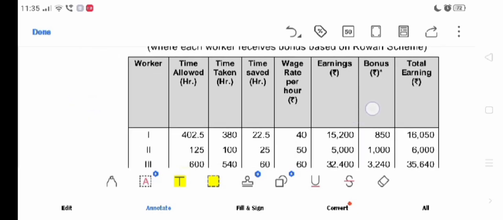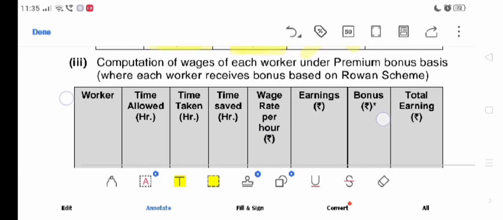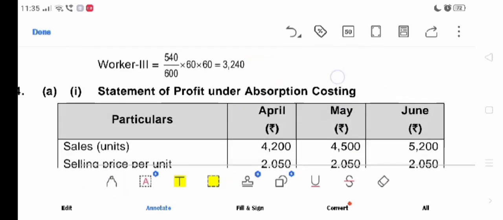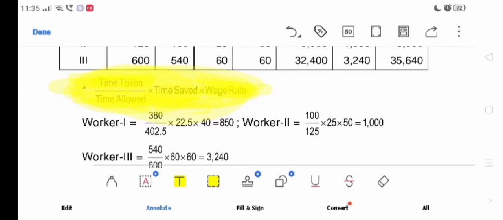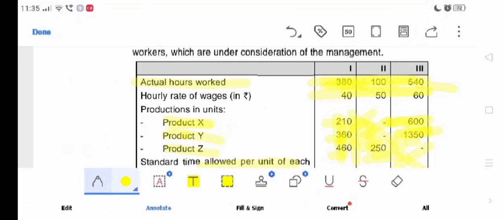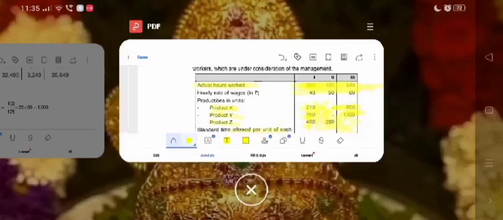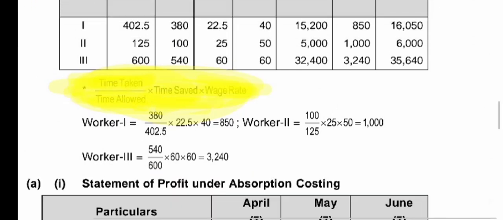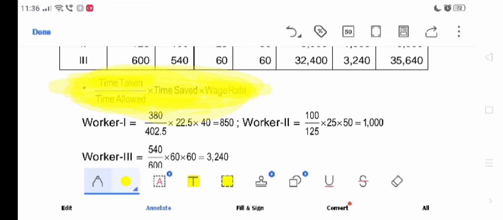Now let's look into this table. This is really important. Computation of wages under premium bonus basis, where each worker receives bonus under Rowan scheme, guys. So you already saw the formula, no? Time taken by time allowed into time saved into wage rate. So time taken, you know, that is 380, 100 and 540, right? Here it is. These are the time taken. Actual hours worked is nothing but time taken, no? So time allowed we just now calculated, and if we subtract the time allowed minus time taken, we get the time saved, isn't it? So everything we needed is there with us.